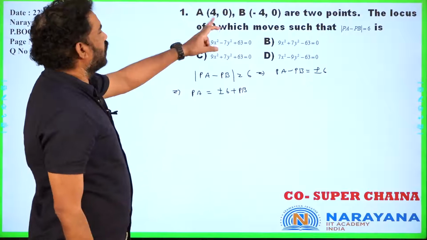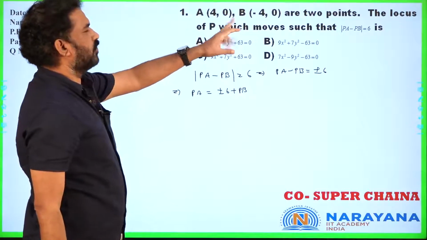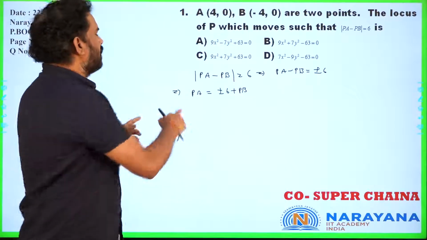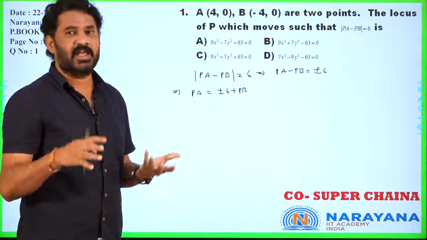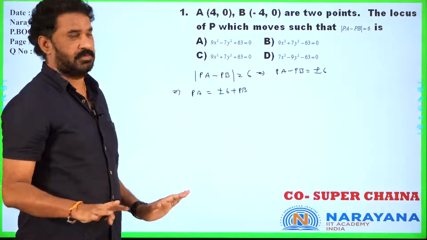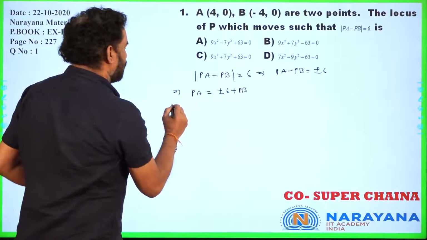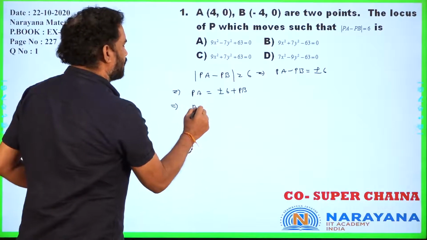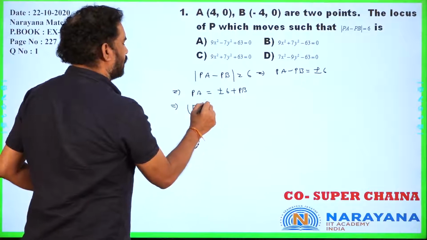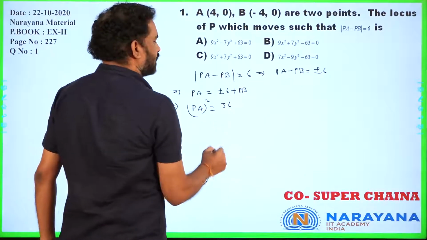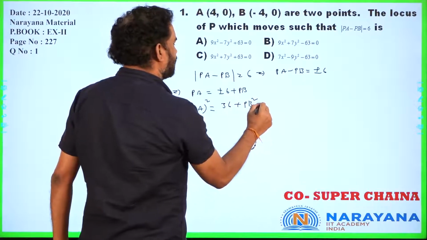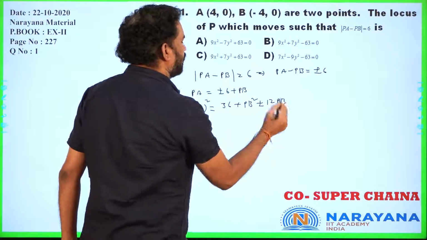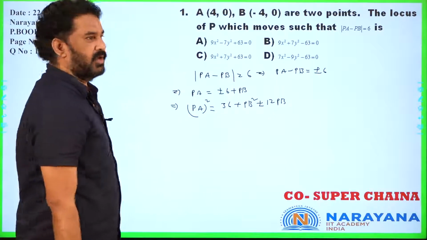So A is (4, 0), B is (-4, 0). First of all, P is the variable point, the locus point. You can take (h, k), otherwise directly (x, y) also. It is no problem in this. Okay, so then make it a whole square. So PA square is equal to 36 plus PB square plus or minus 12 into PB.